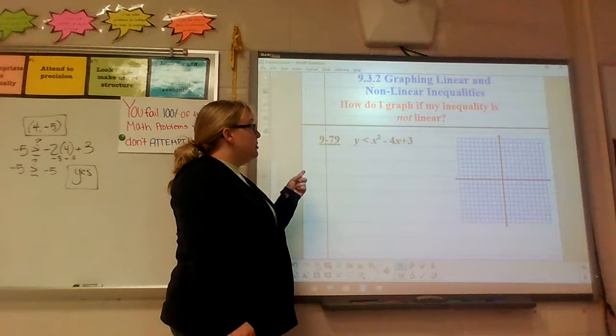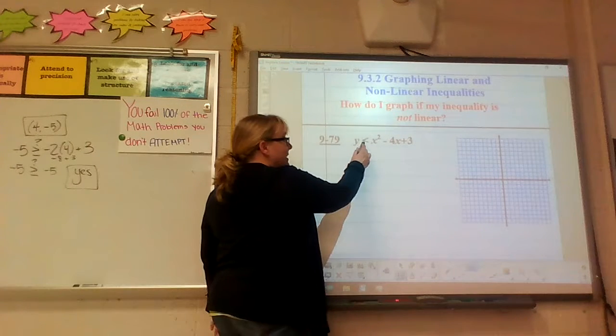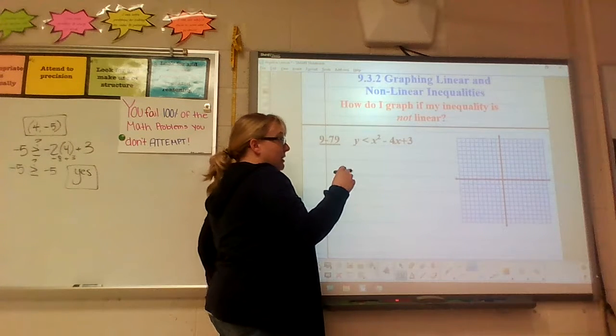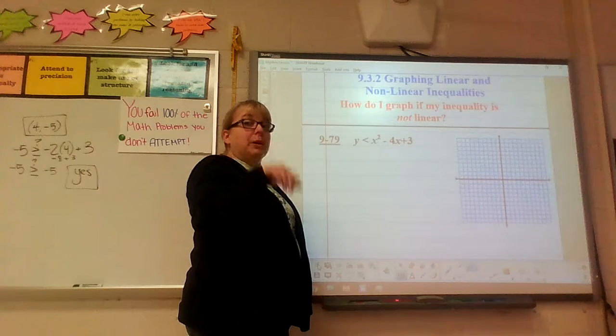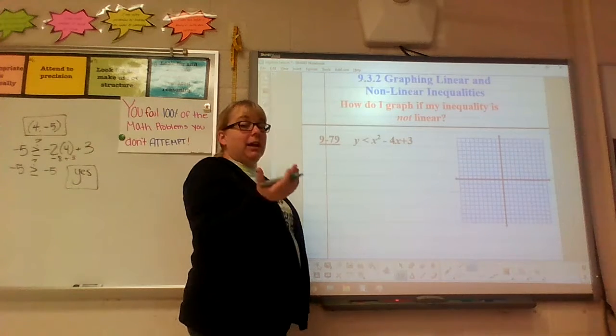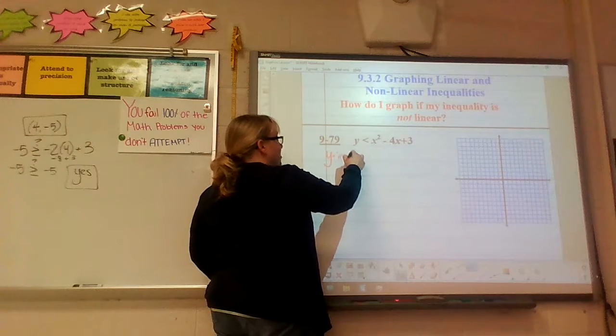Okay, so today we're going to be graphing this inequality that's a quadratic inequality. We've got y is less than x squared minus 4x plus 3. We're going to use the same process to do our boundary parabola that we did when we had regular quadratic equations. So the first thing I'm going to do is find my y-intercept.